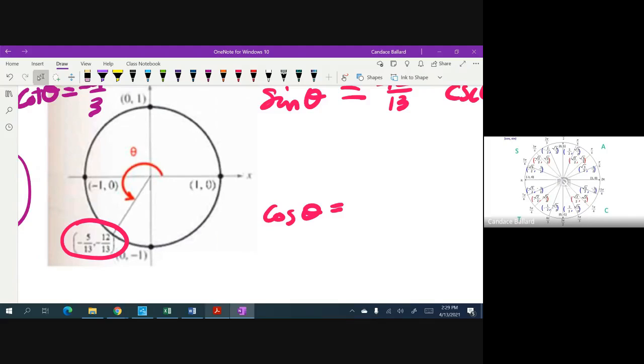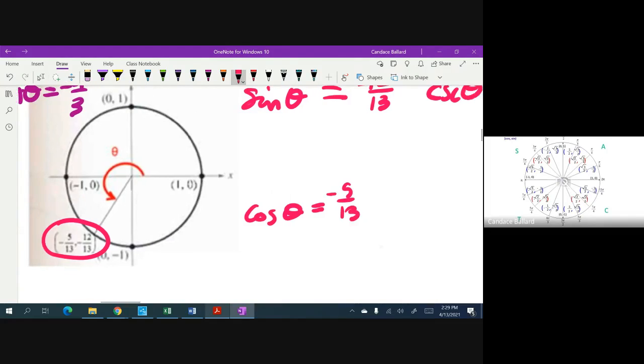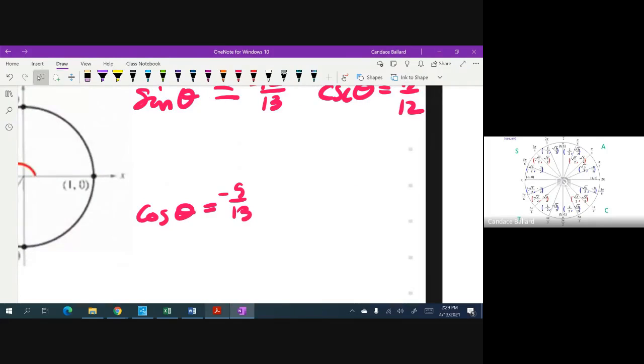All right, it's looking good. We got negative 5 over 13. Okay, what's the reciprocal of cosine? So which identity is the reciprocal of cosine? All right, we're looking good. The secant of theta equals negative 13 over 5.